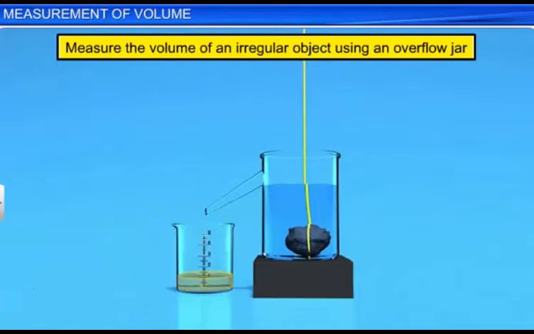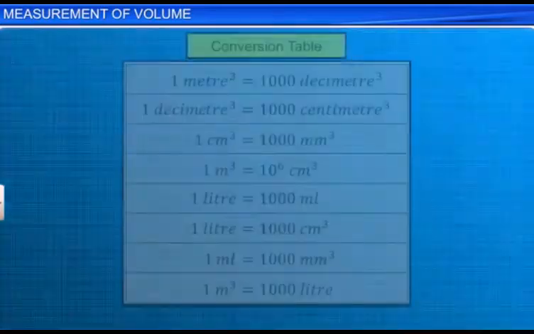The volume of the water displaced is the volume of the irregular object. This method is called displacement method. If the solid is soluble in water, then use a liquid in which the solid is insoluble. Here is a conversion table for the units of volume.